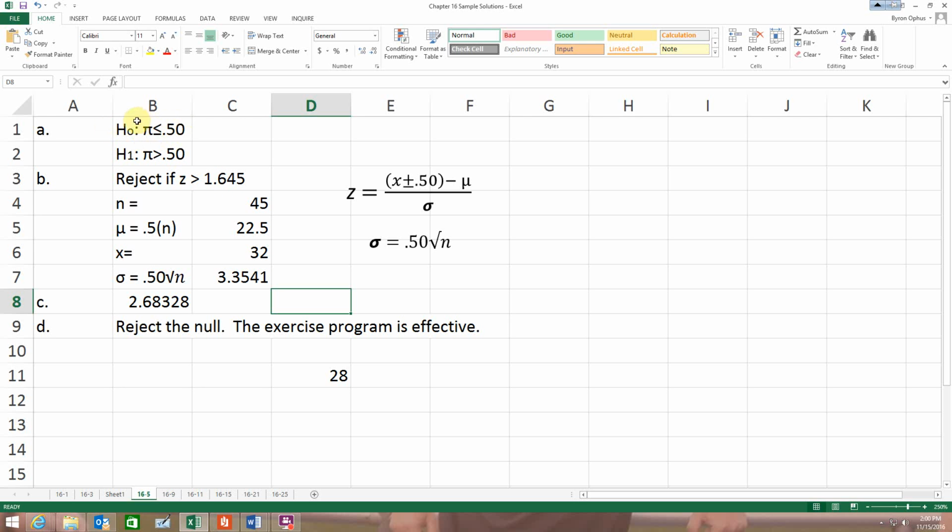I reject the null, and that's my answer, but then to interpret, I should put that the exercise program is effective. There's almost no chance that 32 losing weight was a random thing. So I can interpret that it was effective. So there you have it.